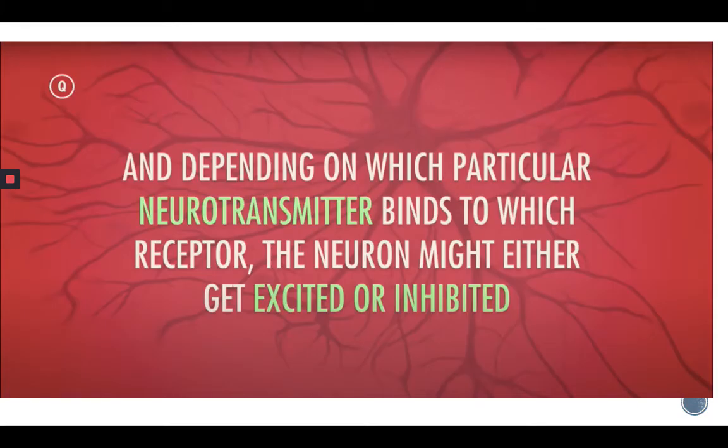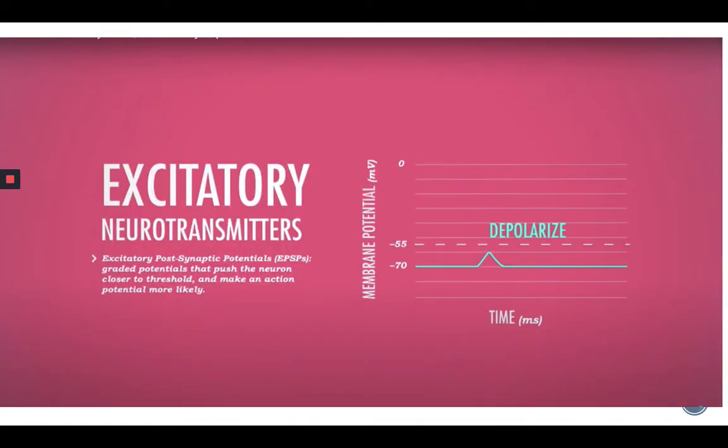How does it happen? Depending on which particular neurotransmitter binds to which receptor, the neuron might either get excited or inhibited. What is an excitatory neurotransmitter? For example, imagine that your hand is in cold water. At first you don't get anything. Of course you feel that your hand is in the cold water, but the impulse is not so strong.